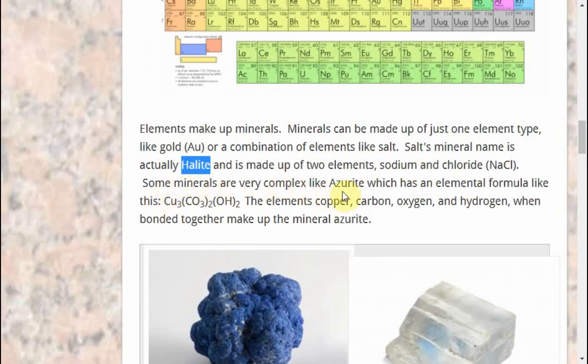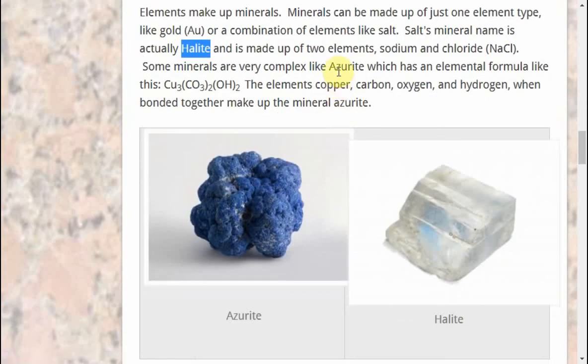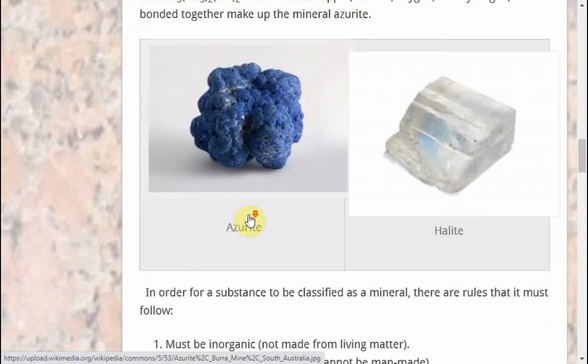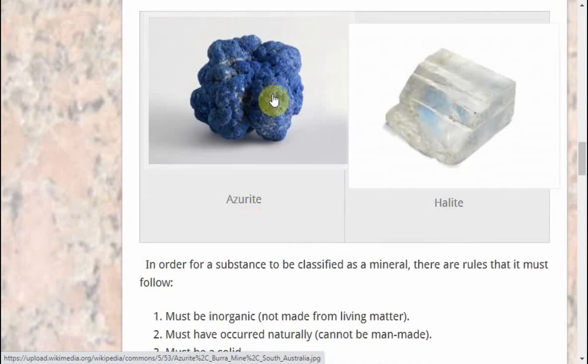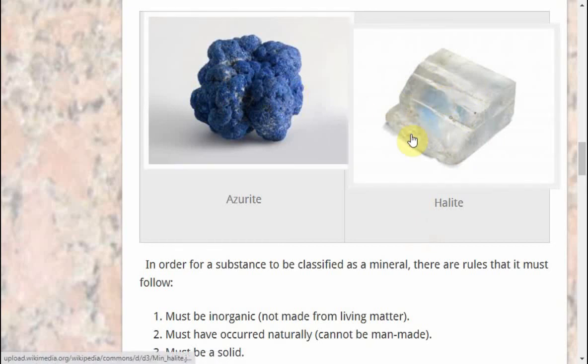Some minerals are very complex, like azurite. Azurite, which has an elemental formula like this, Cu3(CO3)2(OH)2. That makes up copper, carbon, oxygen, hydrogen in duplicate forms. Okay, and this is a picture of azurite, very complex, often found in copper mines, and halite. Look at the two different good examples here.